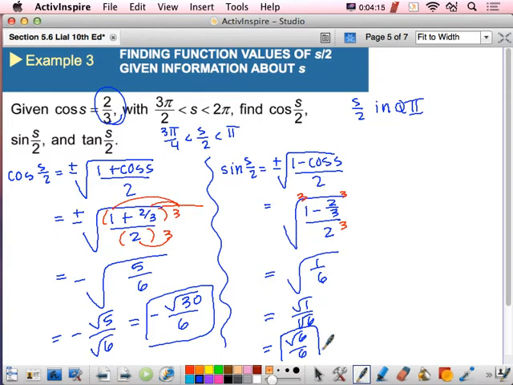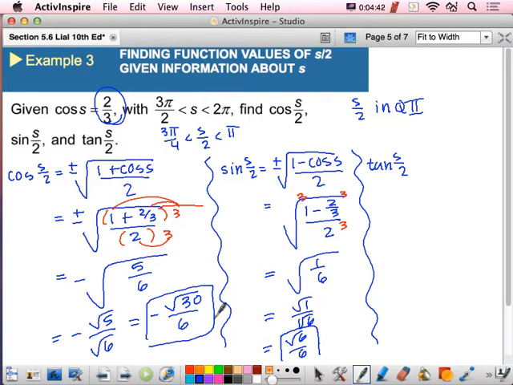And now we can find the tangent of half of an angle. Couldn't I just say, is this sine divided by this cosine? I really could, right? Yes. But you know why I'm not going to? Because if that were the only thing I asked you to do, would you take the time to go find sine of half S and cosine of half S and then divide them? No. So we're going to work it as if we're starting from scratch.